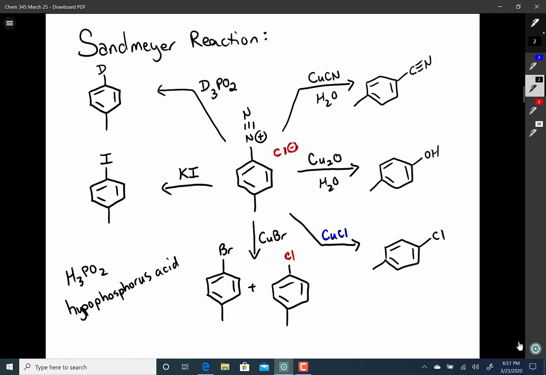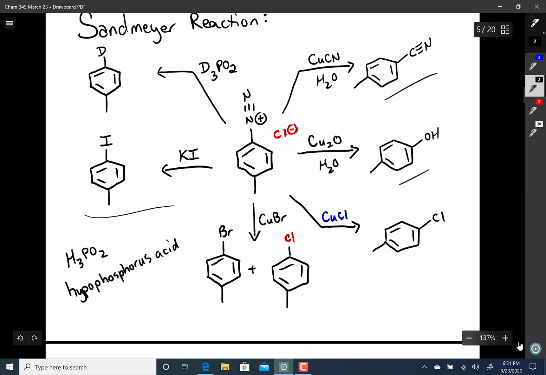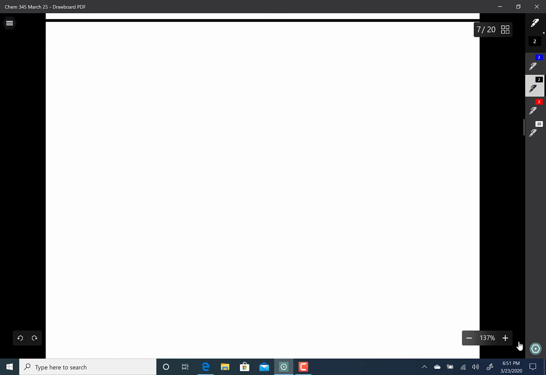Now, this is one of the few ways we have of putting a nitrile onto the ring. Also, it's one of the few ways we have to put an OH on the ring. It's also the only way we have to put an iodine onto the ring. But putting a chloride and a bromide onto the ring, we have other ways of doing it. So why is that so special? Well, think about it this way. The Sandmeyer sequence is the following.